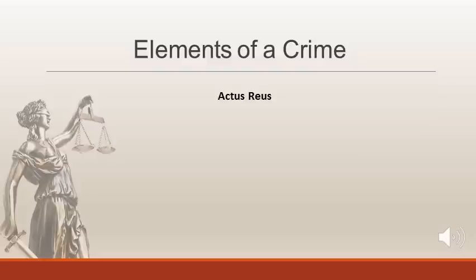The first of the three elements of a crime is actus reus. Now this is the physical act of the crime. Easy to remember because the word act is in actus reus. So it is the physical act of the crime.